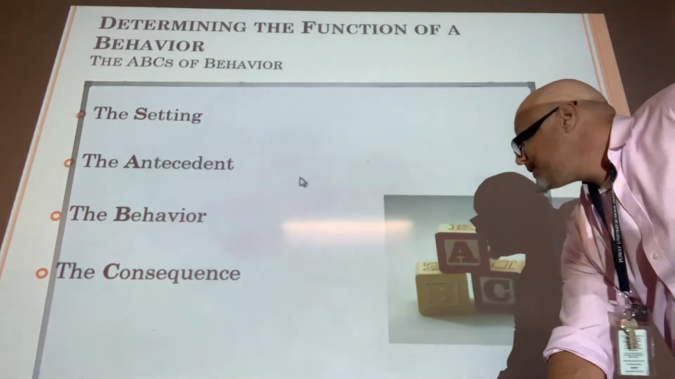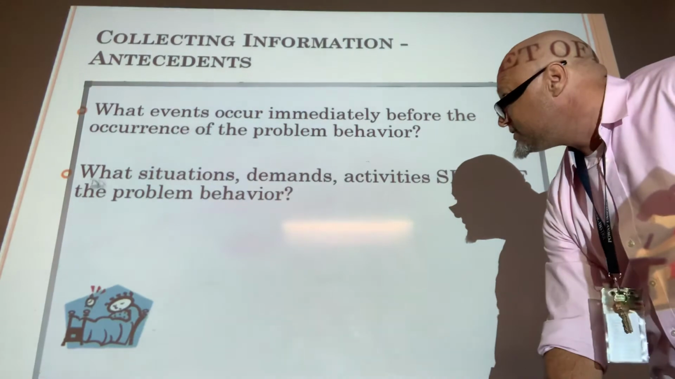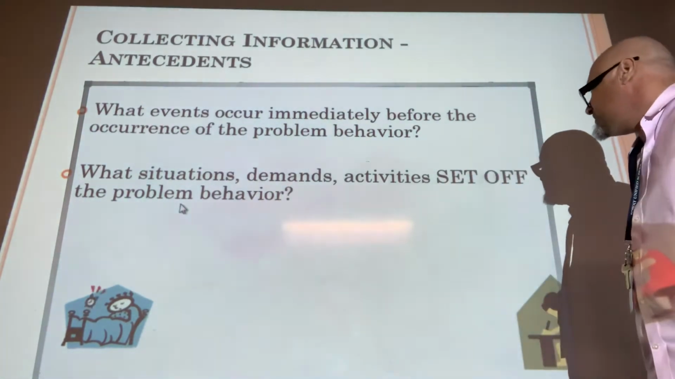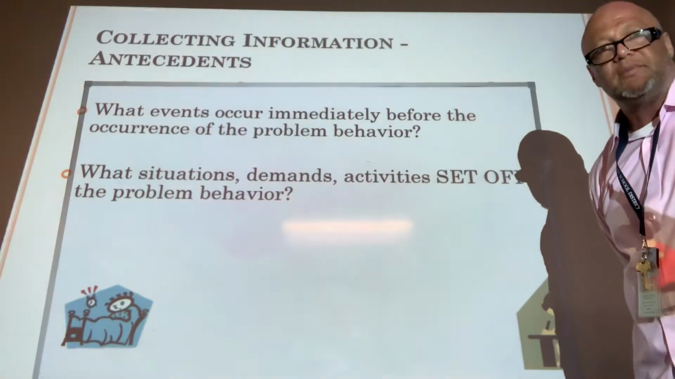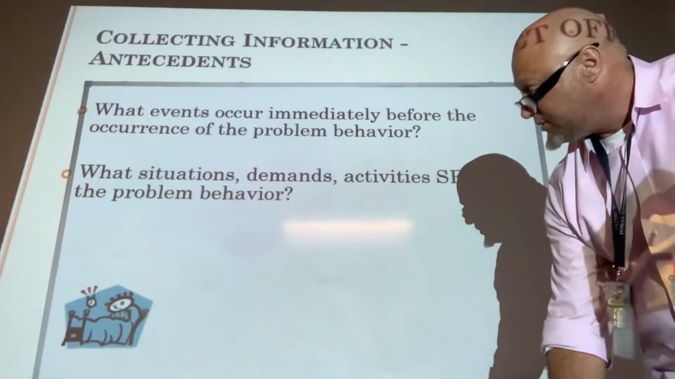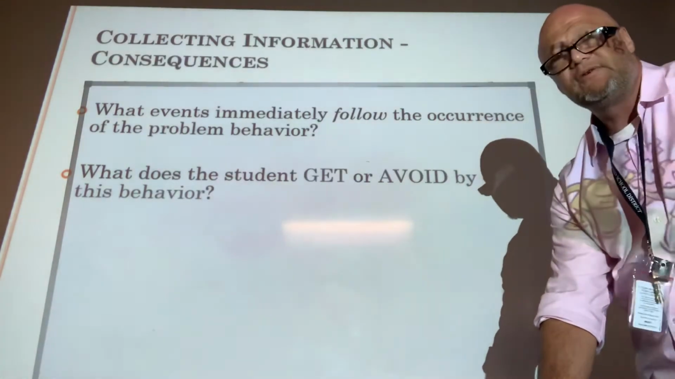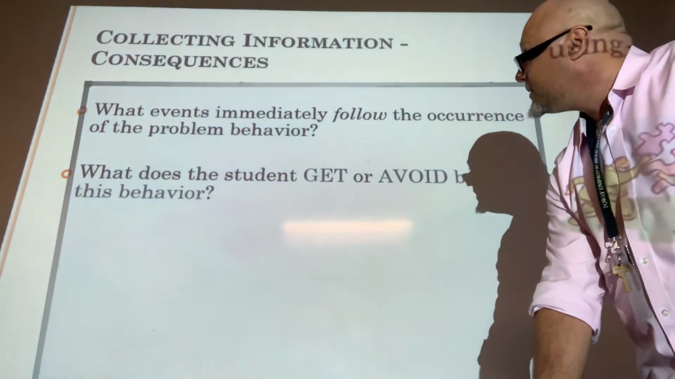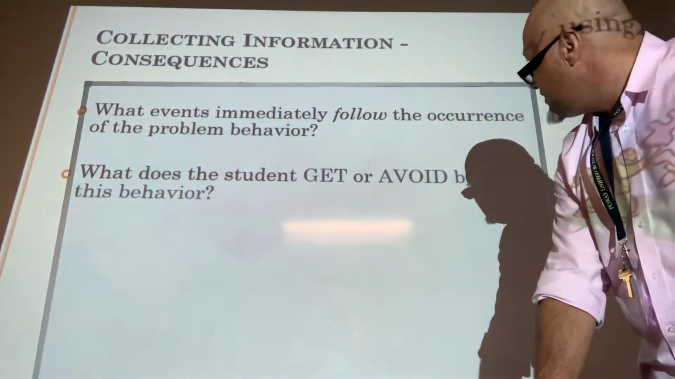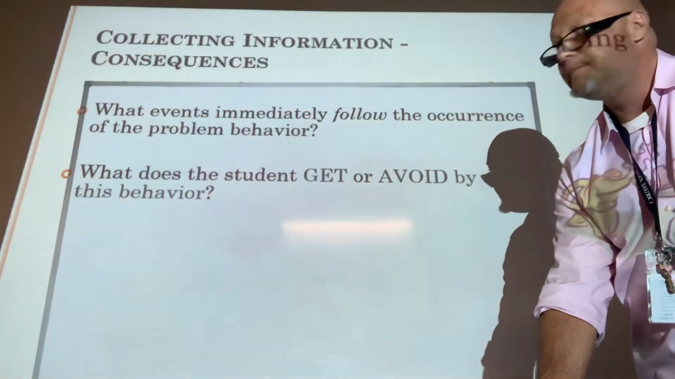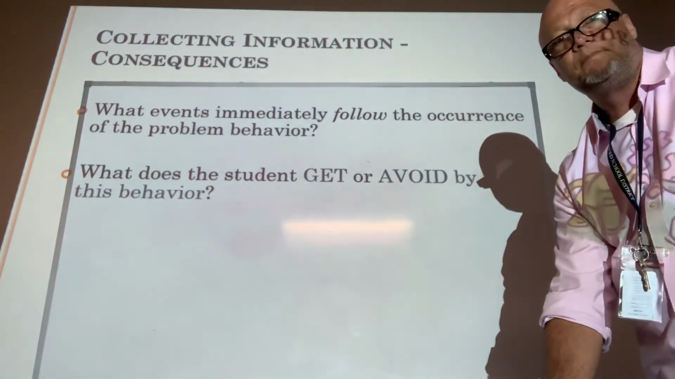So let's go ahead and look at antecedent. We already talked about that. What situation, demands, or activities set off the problem behavior? You could think about them as triggers almost, which is a good way of thinking about it. And then, of course, as I described with consequence data, you're looking at what events immediately follow the occurrence of the problem behavior. What does the student get or avoid by this behavior?